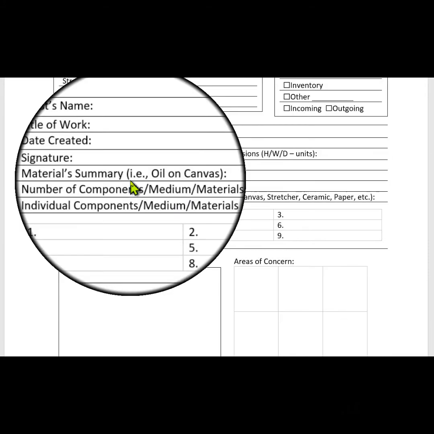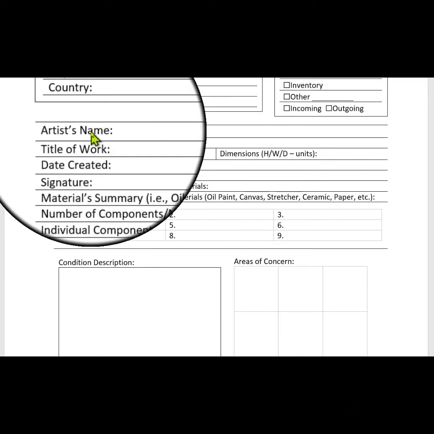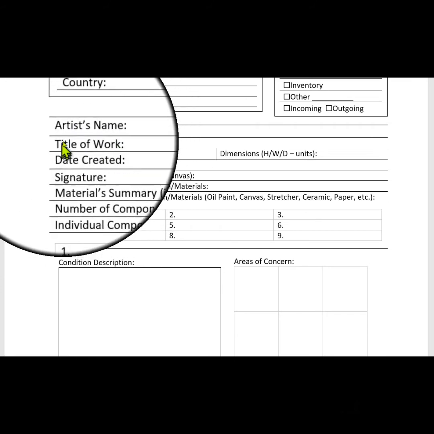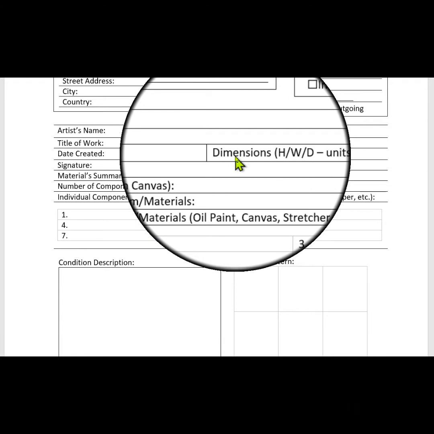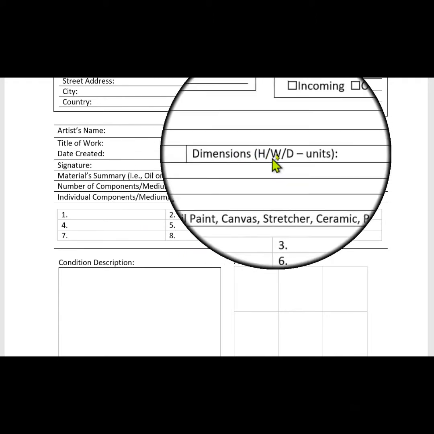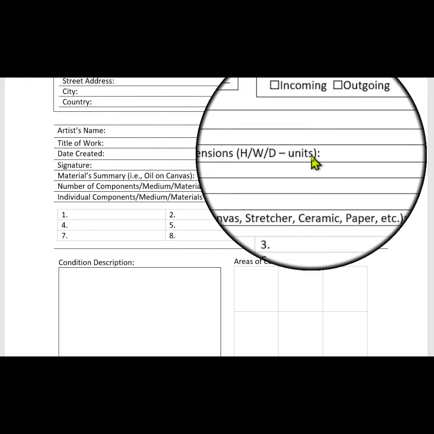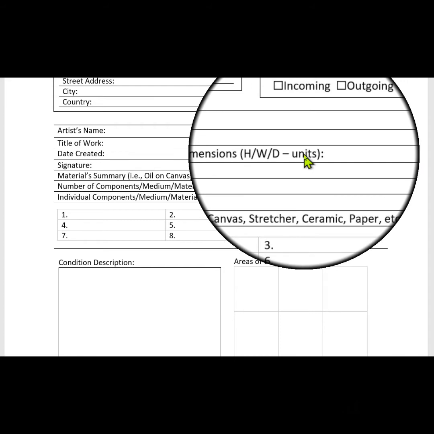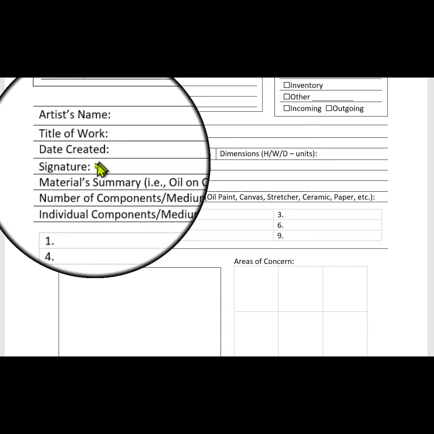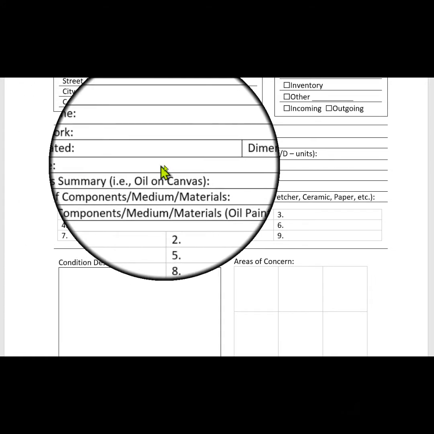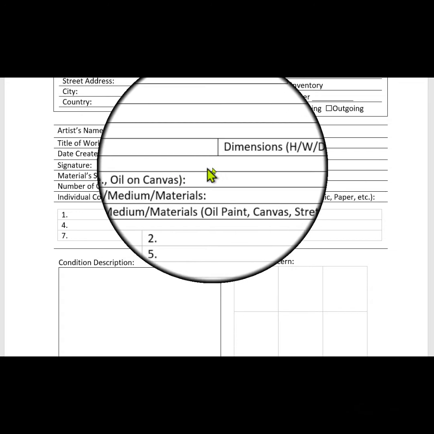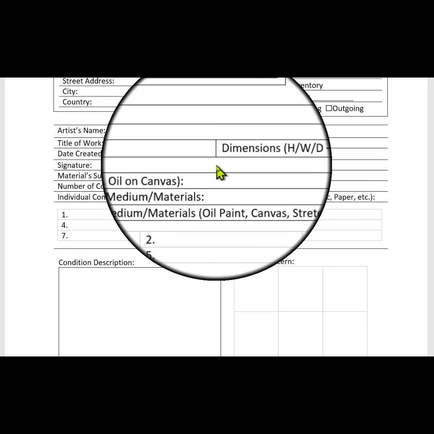Working down the document, now we have the particulars of the object, the artist's name, the title of the work, the date that it was created. As well, we have the dimensions of the work, the height, the width, the depth, and of course indicate whether that be in metric or imperial units. We have the signature here, so you can list that it has been signed, titled, dated on the back, on back top middle, on back bottom right, what have you.